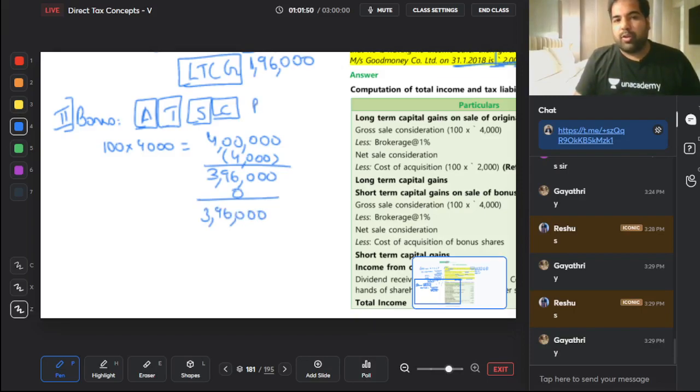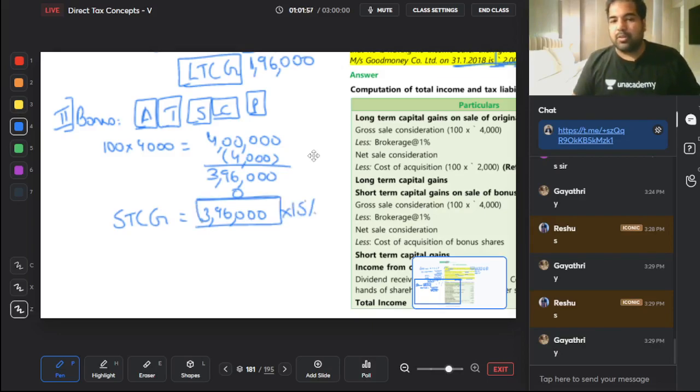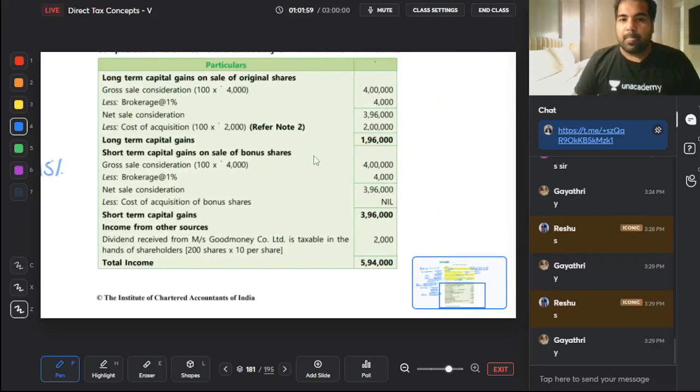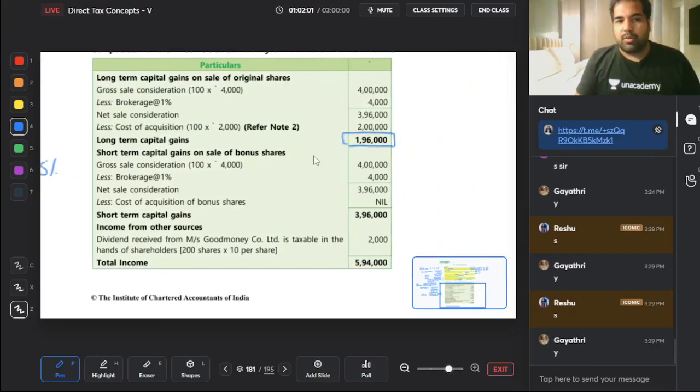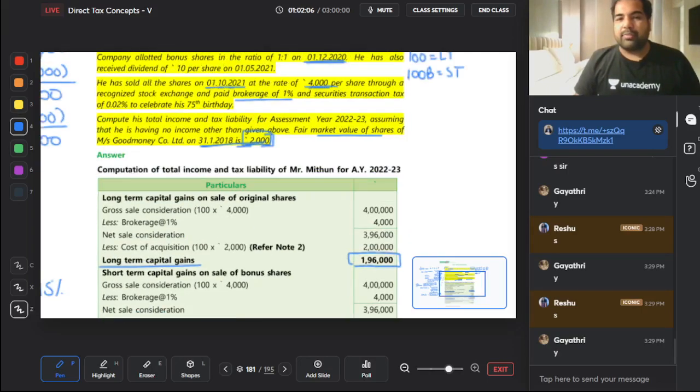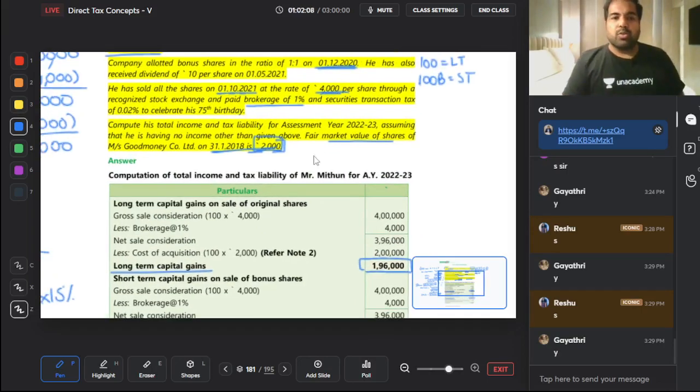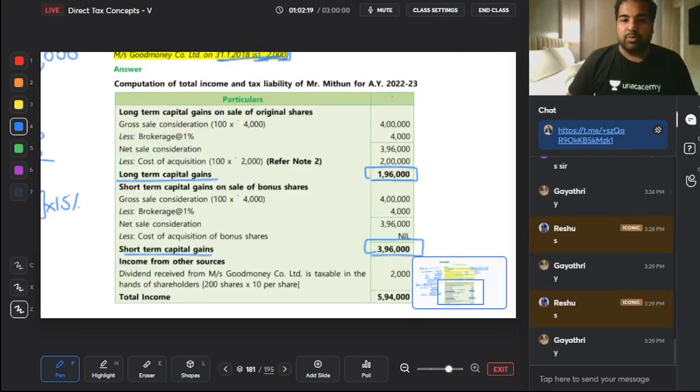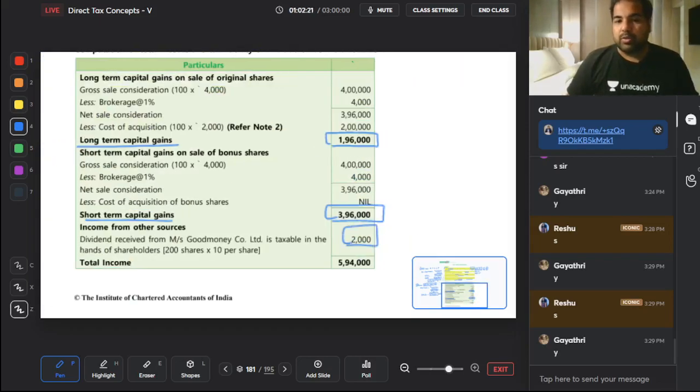And what is the period of holding? It is short term. Is this a listed security short term? Yes, it will be taxed at 15%. So here we go. 1 lakh 96,000 long term, 3 lakh 96,000 short term, and they have some dividend also which they've got. He also received dividend of 10 rupees per share. So 10 rupees into 200 shares, that is 2000 rupees. Here we go. So this is the answer.